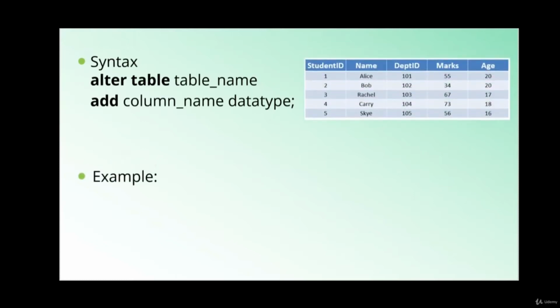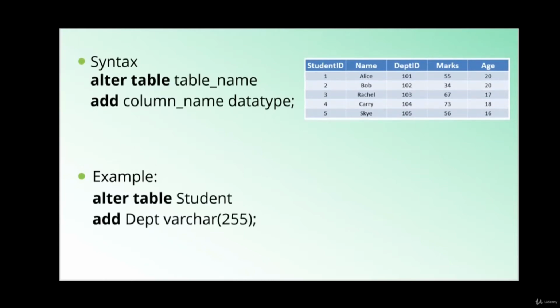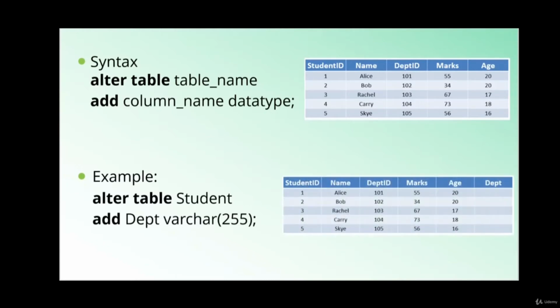For example, there is a table in which I want to add a column named department. So I'll do that as alter table student add department, which is the name of the column which I want to add, and then I'll add the data type, that is varchar, because department will take string values. So I have added the data type varchar. After executing this query, it will add a column named department.